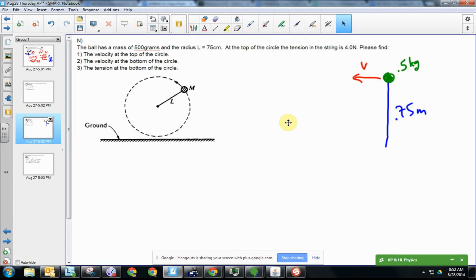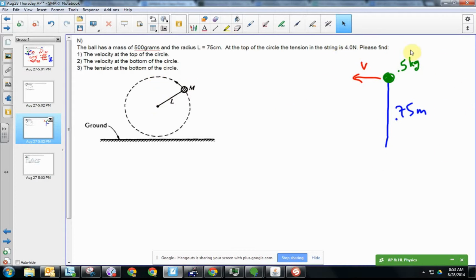So let's go ahead and start doing this problem. We have a ball that has a mass of half of a kilogram. We have a radius that's given as 0.75 centimeters. And we've been told that the tension at the top, and notice at the top the tension is pulling downward, is 4 newtons.